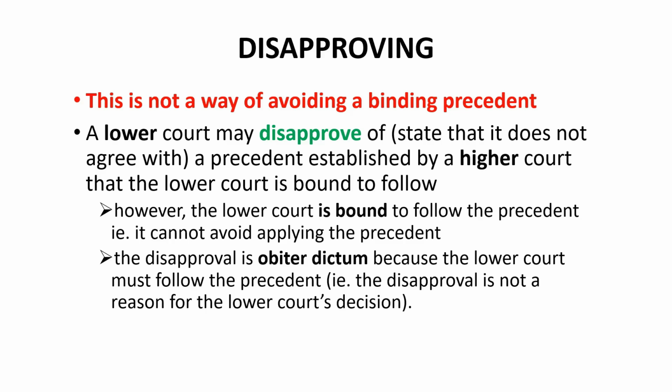Where a lower court states that it does not agree with such a precedent, the lower court is said to disapprove of that precedent. However, because the precedent is established by a higher court in the same court hierarchy, the lower court is still bound to follow that precedent because the precedent is binding on it. In such a case, the disapproval is obiter dictum of the lower court. It is the court's opinion that the precedent is wrong, but this opinion is not part of the ratio decidendi because the court must apply the previously existing precedent.